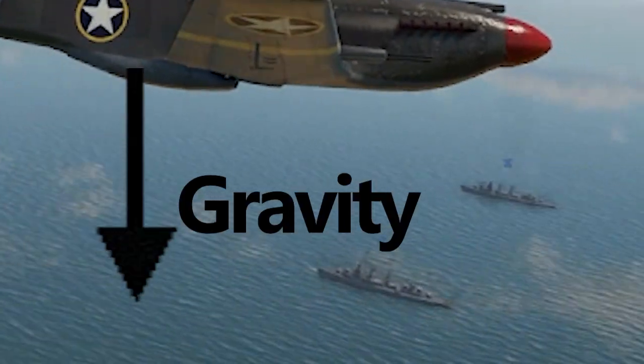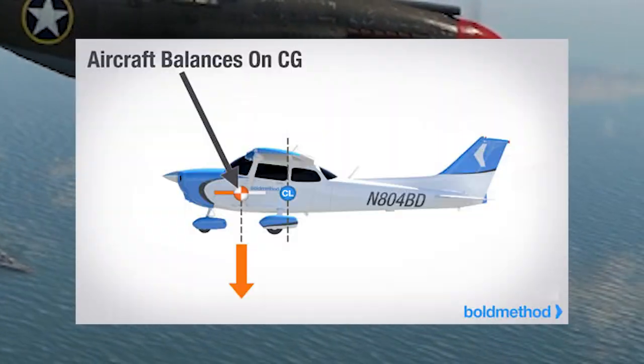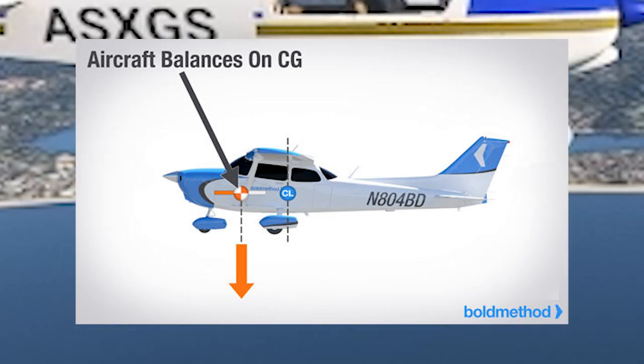In the case of an aircraft, gravity acts on the center of mass, which is essentially the point where the aircraft's weight is balanced. To keep the aircraft in the sky, this downward force needs to be countered by an upward force called lift.